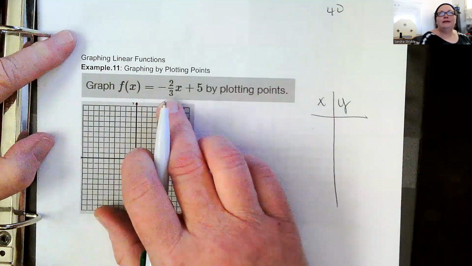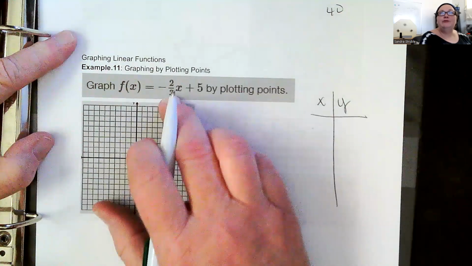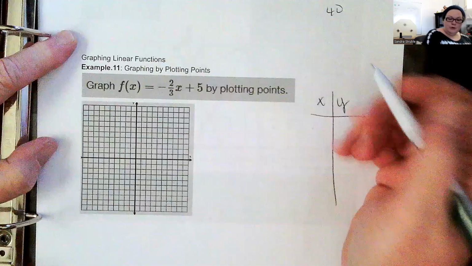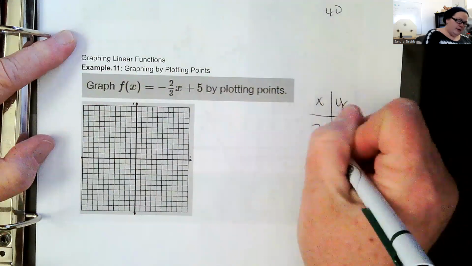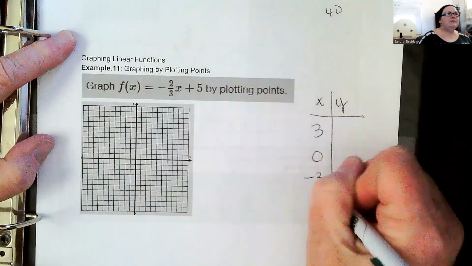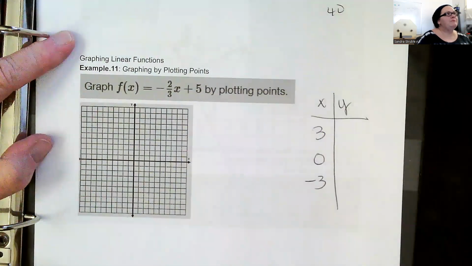I choose instead based on the denominator. So we're given 3 as the denominator. So I'm going to choose 3, 0, and -3.